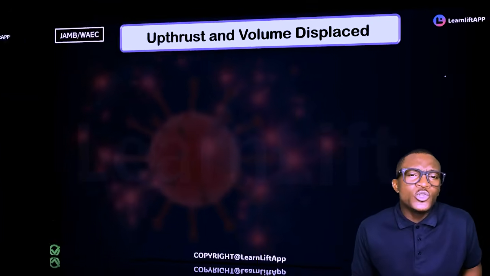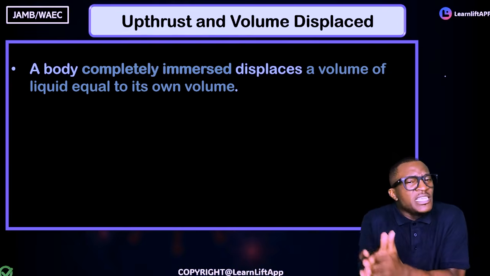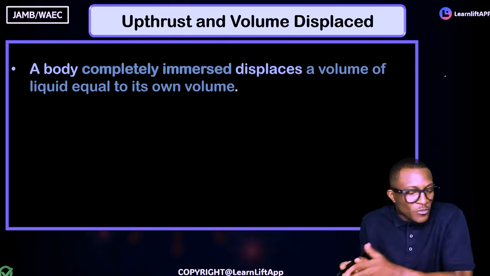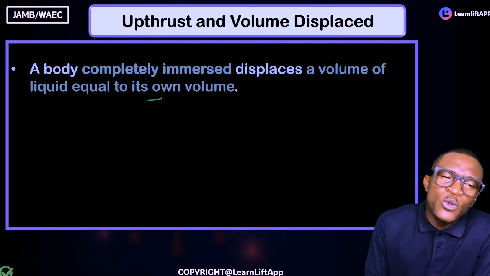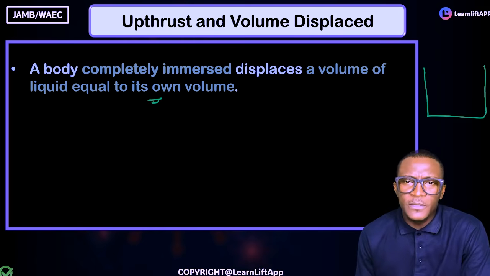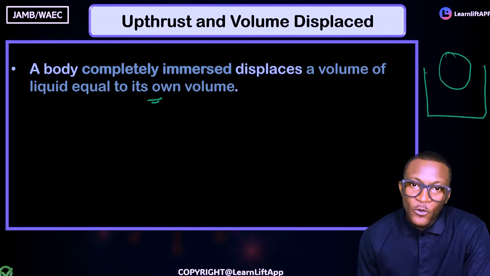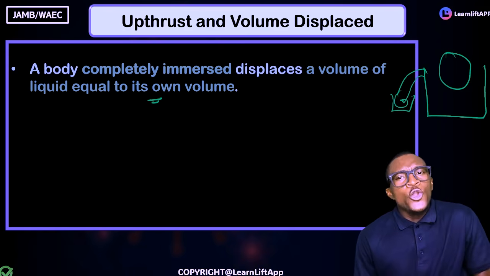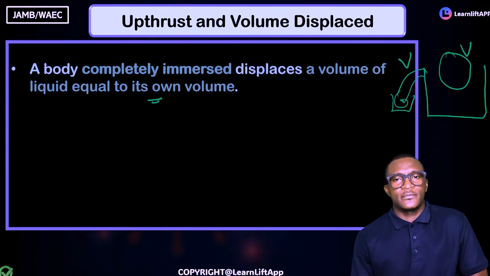Now, another thing we also need to talk about is that take note that when a body is completely immersed, look at it. A body completely immersed displaces a volume of liquid equal to its volume. Let me explain this. Let's say, for example, this is a bucket of water. This is a stone. Of course, Archimedes says water will be displaced. Now, the volume of this stone is equal to the volume of this water displaced.